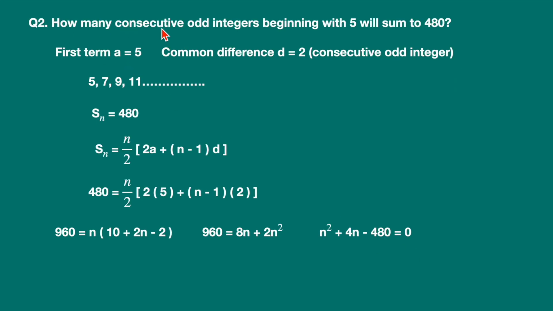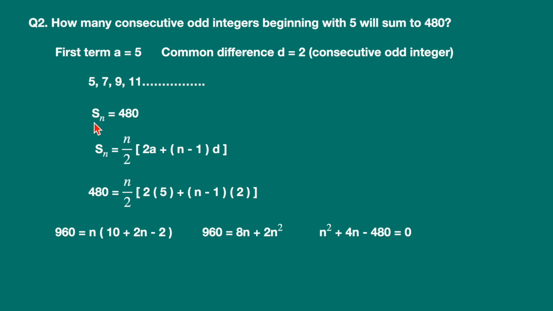How many consecutive odd integers beginning with 5 will sum to 480? Let us first write down the sequence. Beginning with 5, so 5 is the first term. Then the consecutive integer to 5 is 6, but we don't want 6 because it's even. We want odd, so let's go to the next, 7. After 5 comes 7, then 9, 11, and so on. So this is the arithmetic progression. First term a is 5. Common difference is 7 minus 5, that is 2.